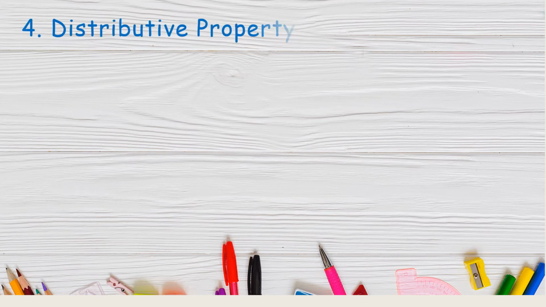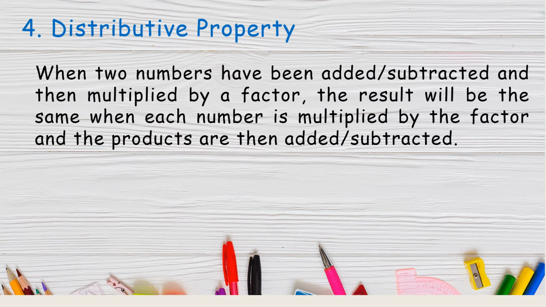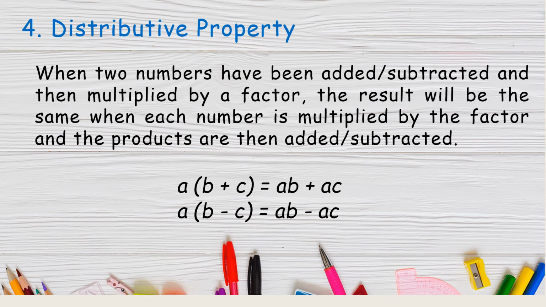The next property is the distributive property. When two numbers have been added or subtracted and then multiplied by a factor, the result will be the same when each number is multiplied by the factor and the products are then added or subtracted. A times the quantity of B plus C is equal to AB plus AC. A times the quantity of B minus C is equal to AB minus AC.